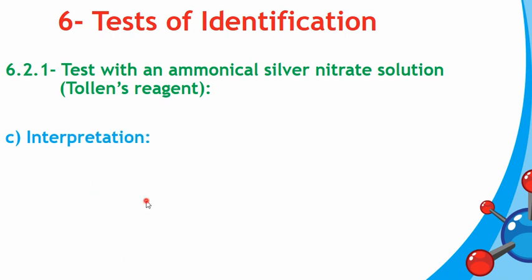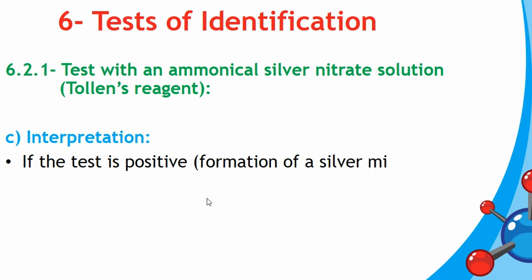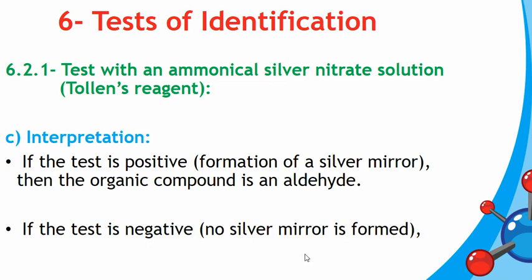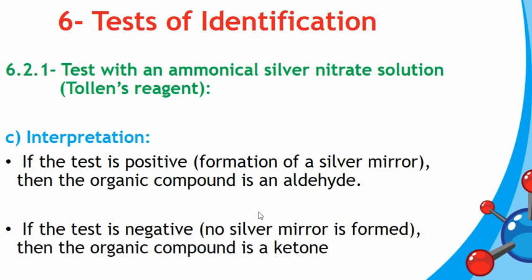Interpretation: if the test is positive, formation of a silver mirror, then the organic compound is an aldehyde. If the test is negative, no silver mirror is formed, then the organic compound is a ketone.